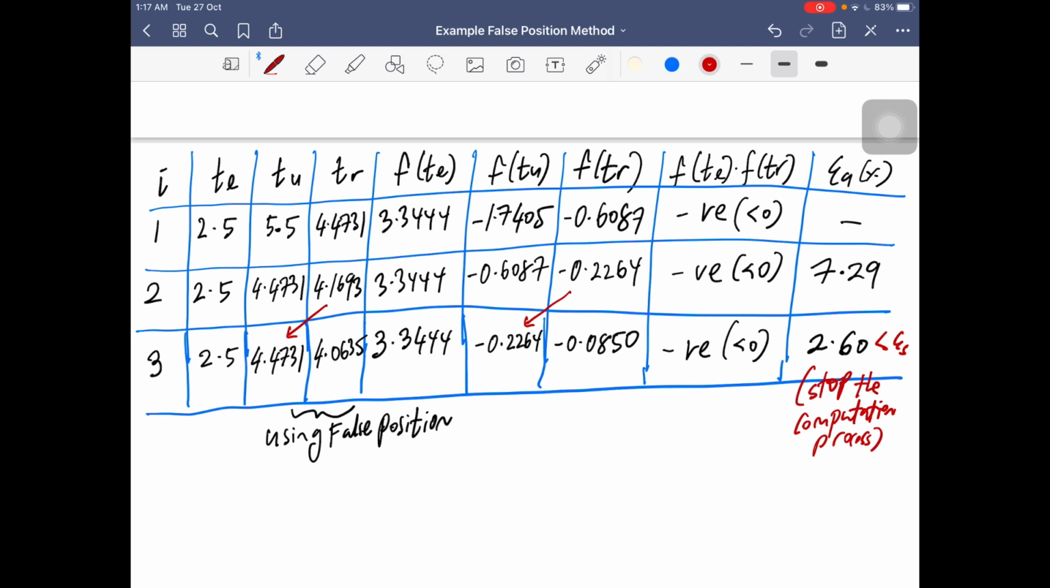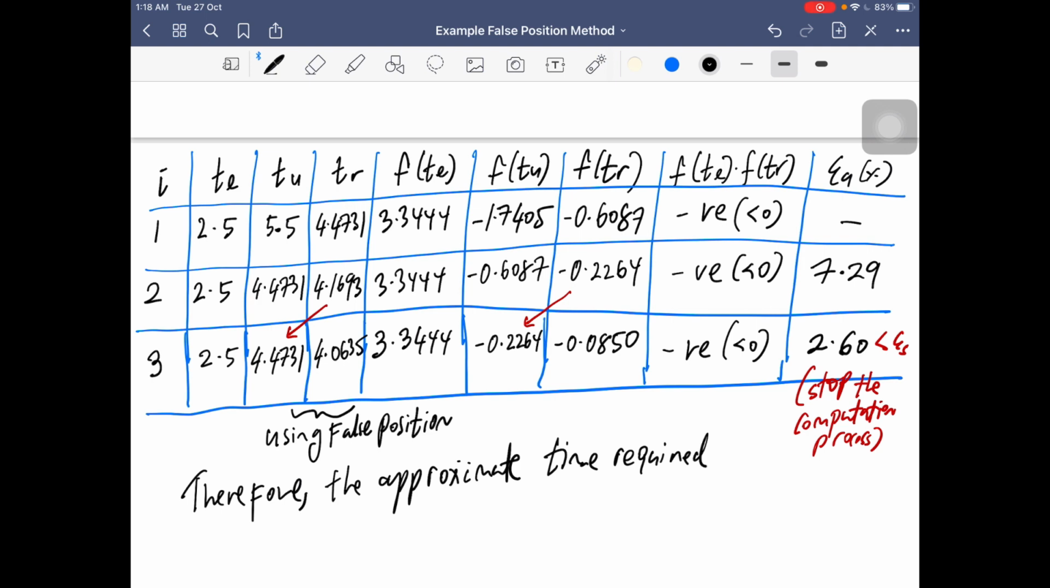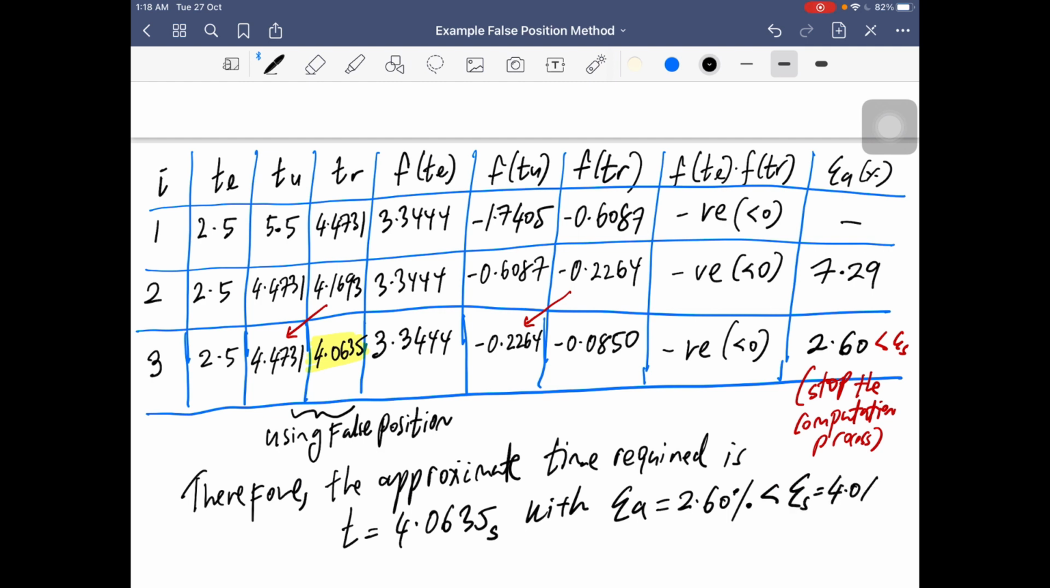Alright, so we can make a conclusion. Therefore the approximate time required is t equal to, okay, so this is our TR after 3 iterations, t equal to 4.0635 seconds, with the approximate percent relative error equal to 2.60%, which is less than the given stopping criterion of 4.0%. Okay, so this is our solution.